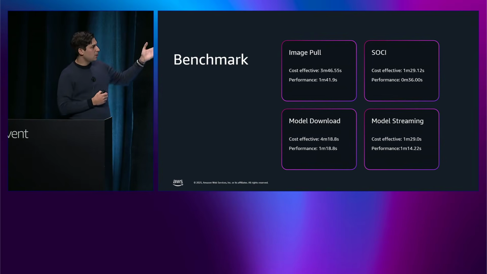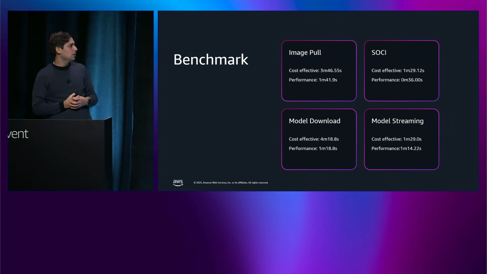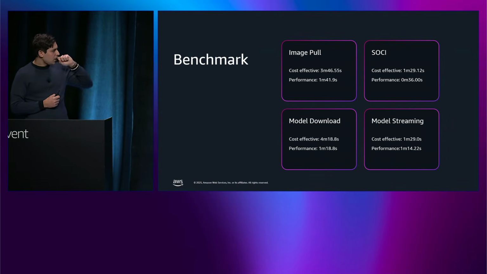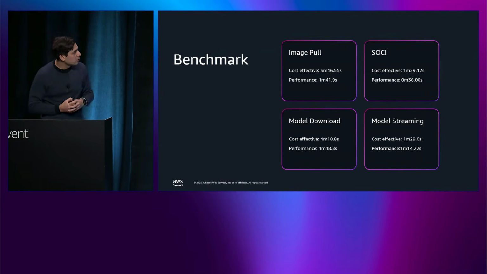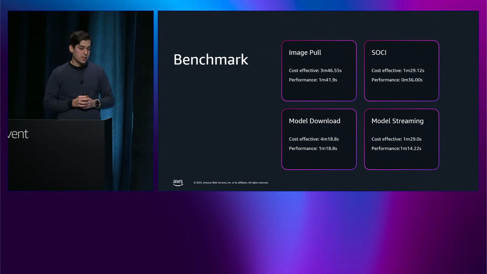On the cost-effective node, 3 minutes 46 seconds. On the overkill node, 1 minute 41 seconds. That has to do with enhanced networking, faster processing, and faster storage. And then we looked at SOCI. SOCI is how we address the first part of this problem, which is the container pull. With our SOCI parallel pull, we dropped the cost-effective container pull from 3 minutes 46 seconds to 1 minute and a half, and on the performant node from 1 minute 41 seconds to 36 seconds. So really big difference there.